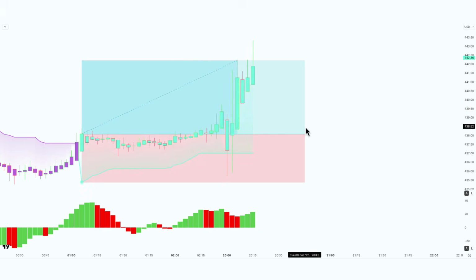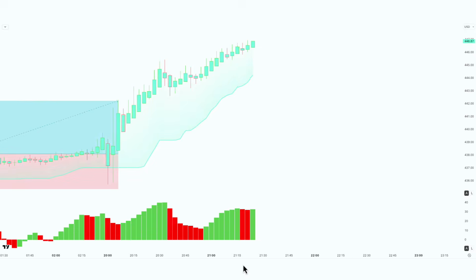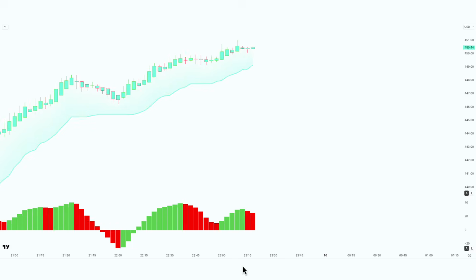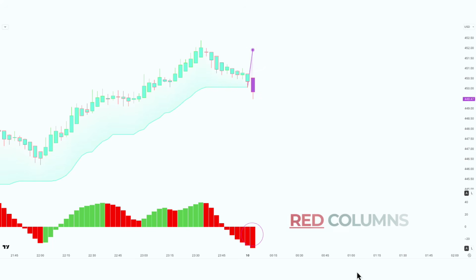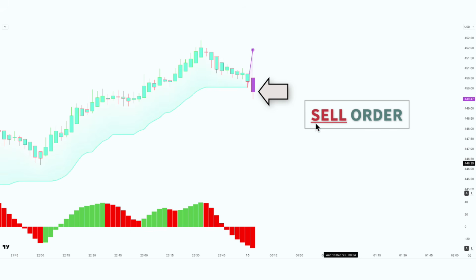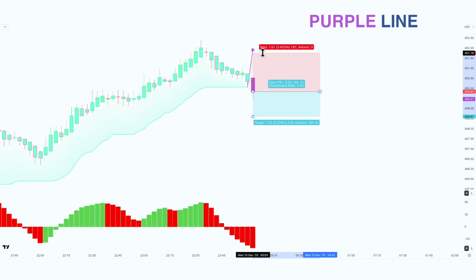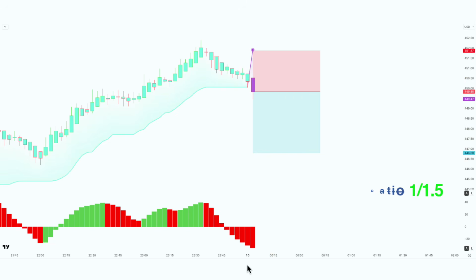The market has completely hit the target. Let us now understand the short position. When the ATR Supertrend circle of this indicator is a sell signal, the Tighten Distance indicator should show red columns, and the market forms a bearish candle. If this condition is fulfilled, then we will place a sell order. Our stop loss is to be placed at the purple line, and the risk-to-reward ratio will be 1:1.5.